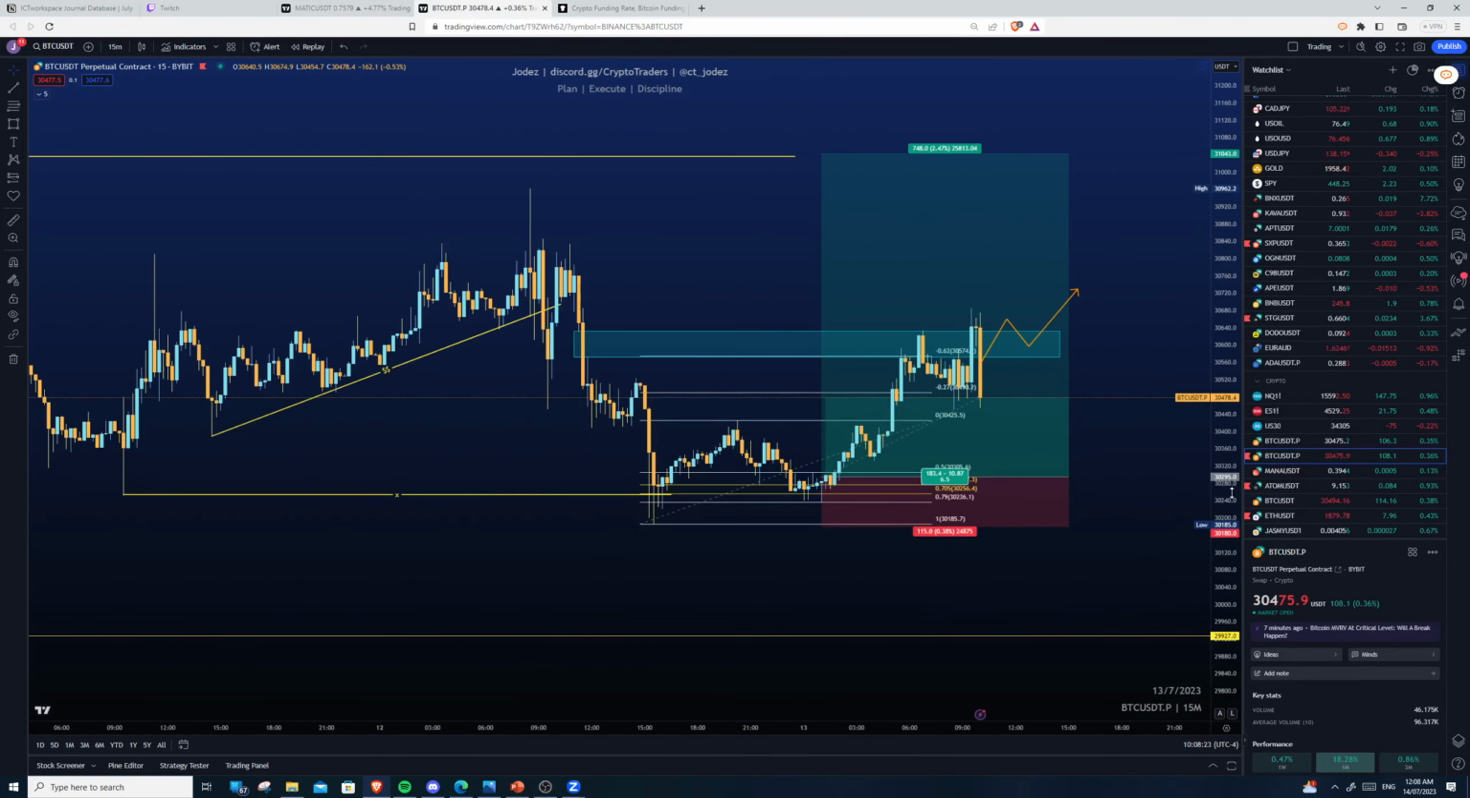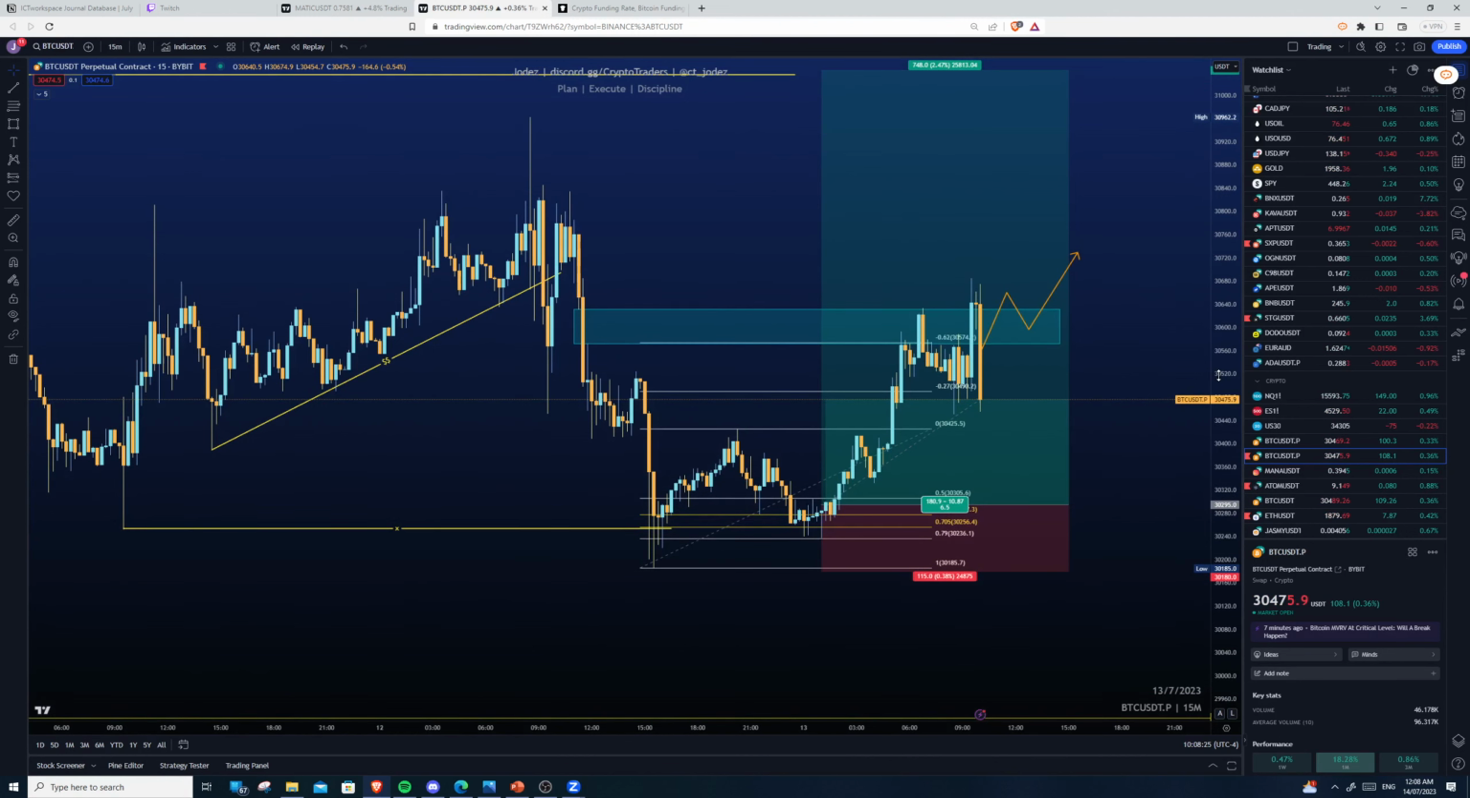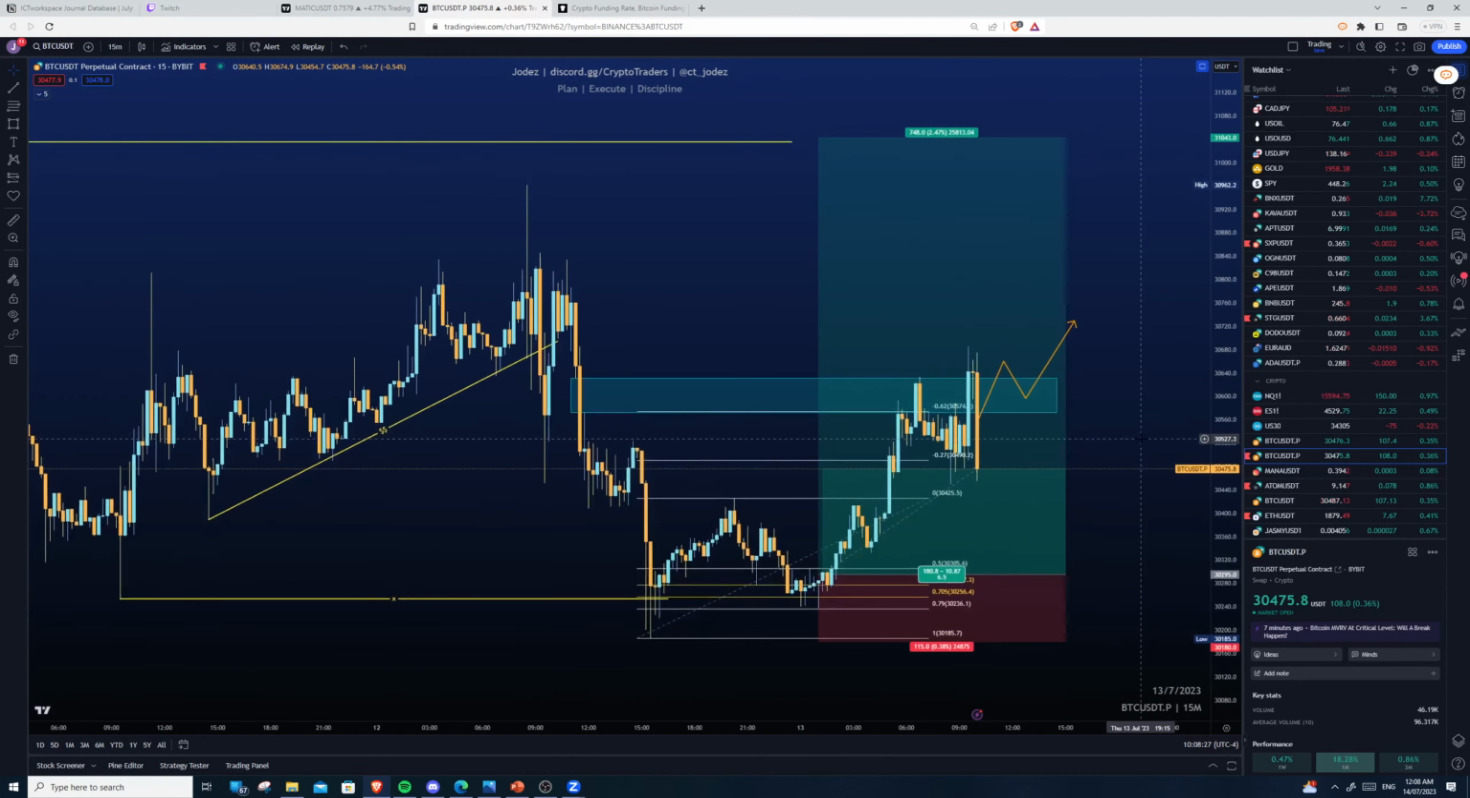Just real quick, just noticed that some pretty strong movements on Bitcoin. Are you looking at this chart, Ahmed? Alright, so I think you're muted by the way.